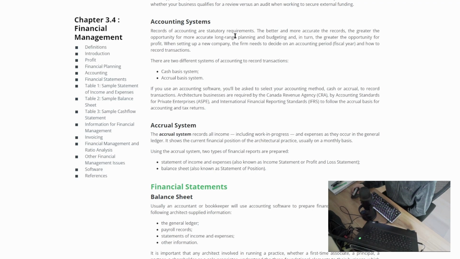Records of accounting are statutory requirements. The better and more accurate the records are, the greater the opportunity for more accurate long-range planning and budgeting, and, in turn, the greater the opportunity for profit.